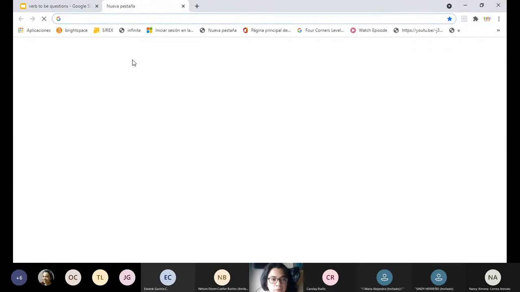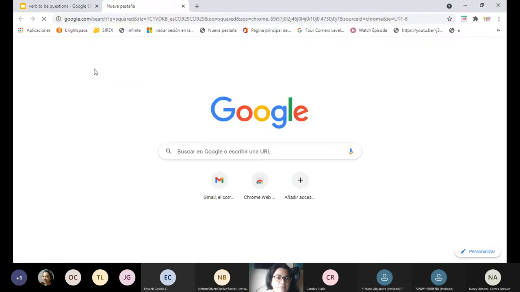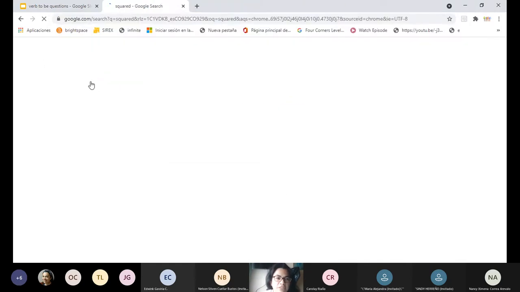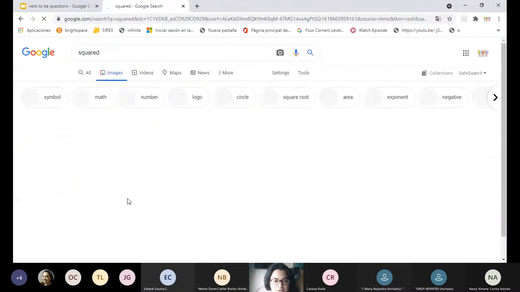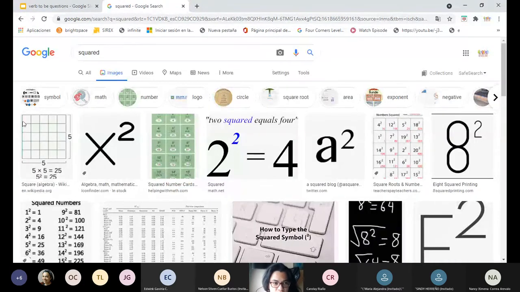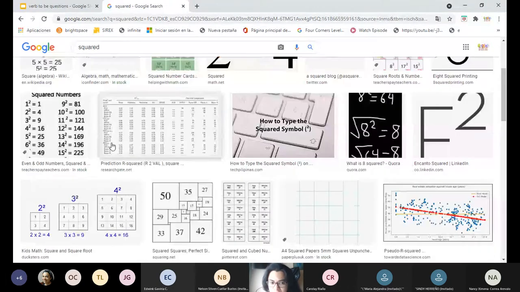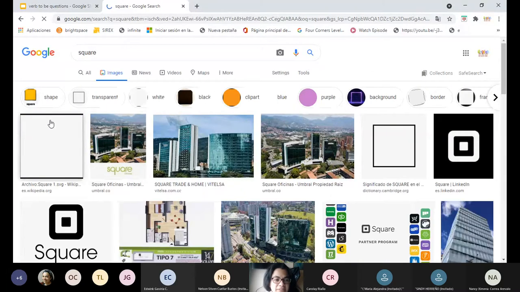Let me show you a picture, okay? This is a square. Please hold on because the computer is not working at its best. You know, this figure is a square. You see, a square. No rectangle, no triangle, square. Right, Caroline? This is a square.